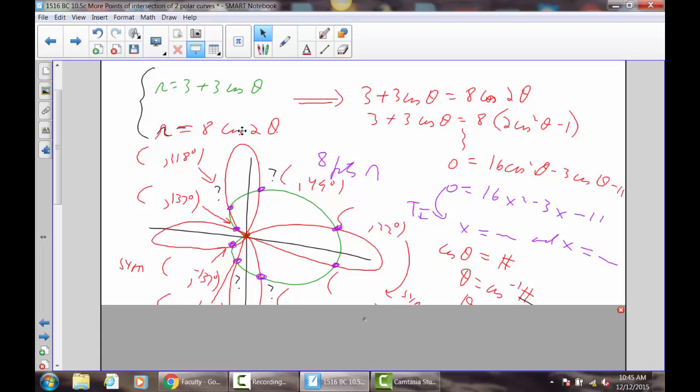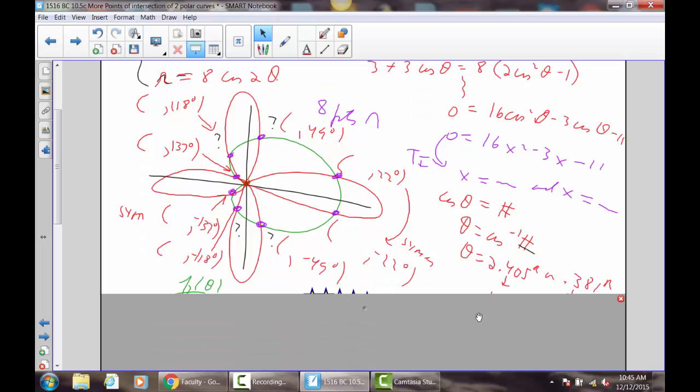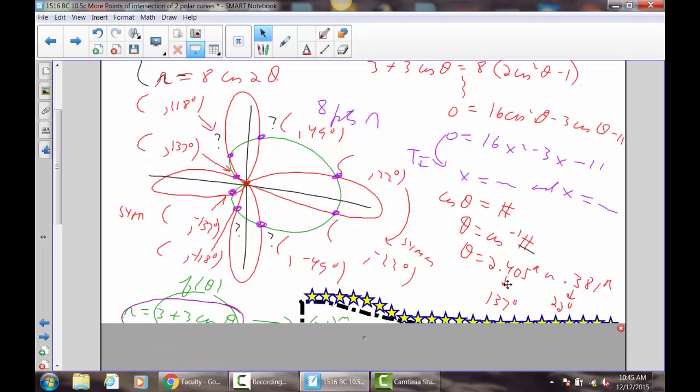If I solve the original system, which I did over here, what you will get, believe me, is theta equals about 137 degrees and 22 degrees. The 137 degrees is this point right here. The 22 degrees is this point right here. By symmetry, I could get this one, which is going to be negative 22 degrees. And by symmetry, I could get this one, which instead of going plus 137, I'd go minus 137 degrees.